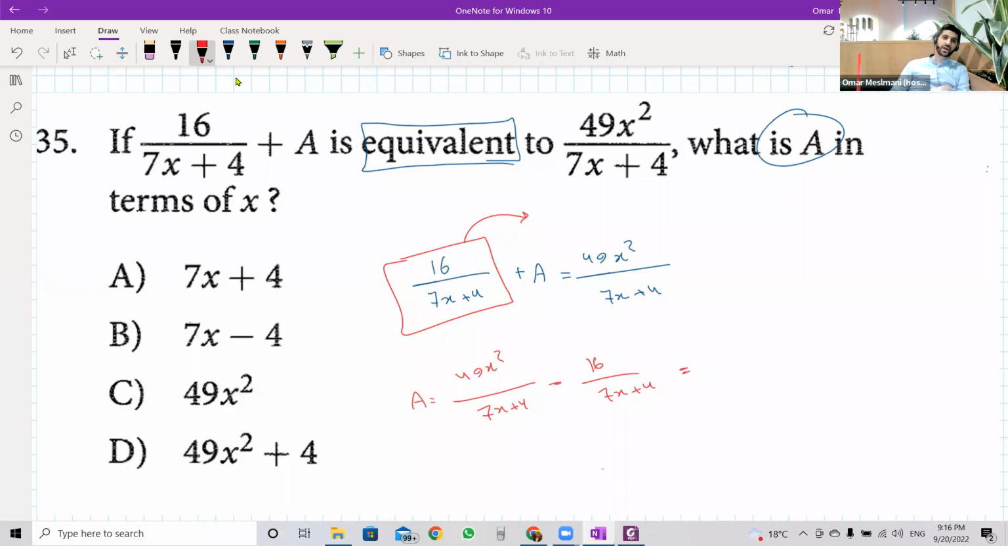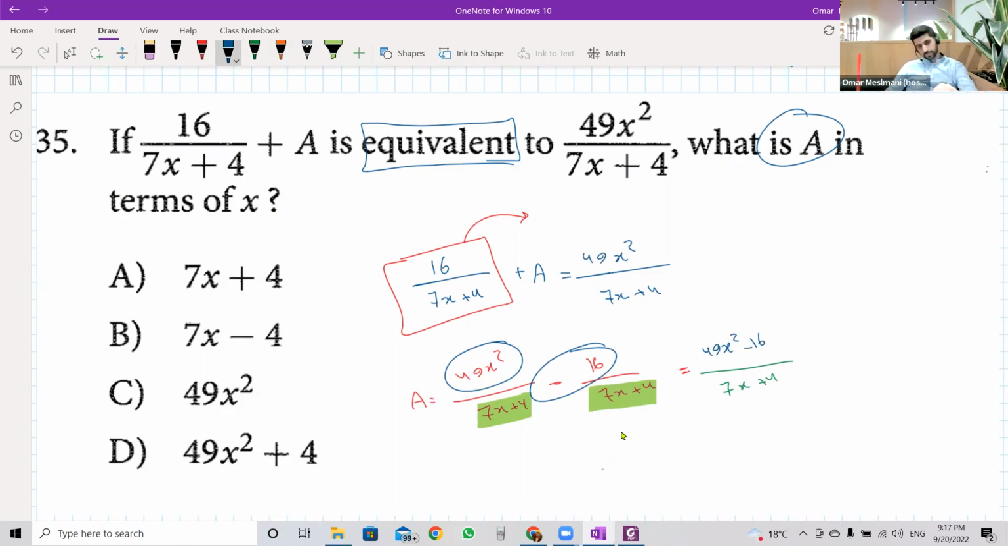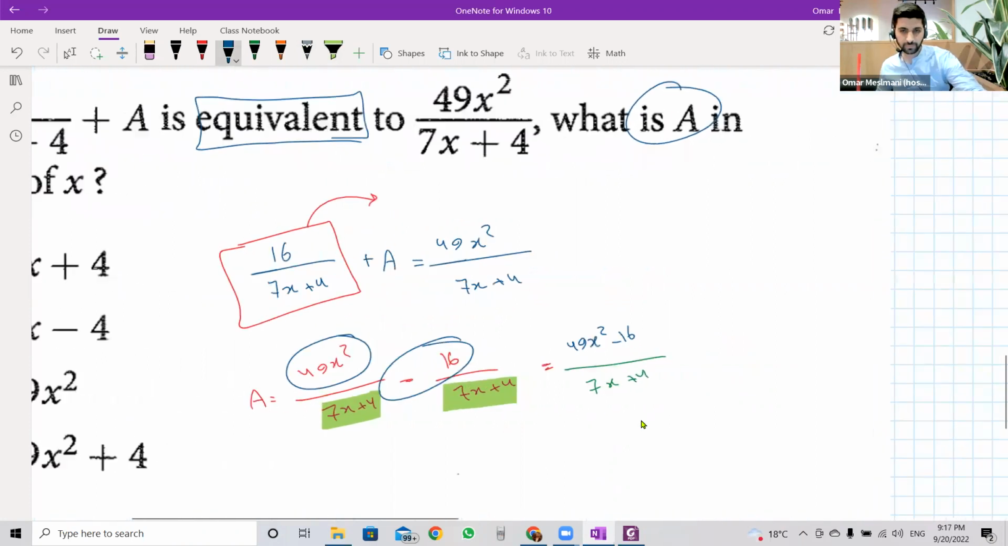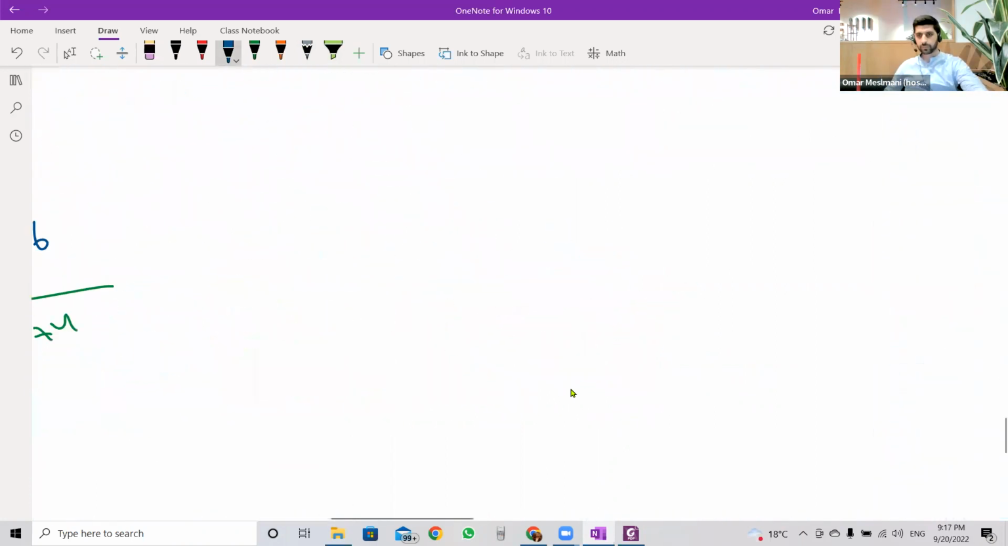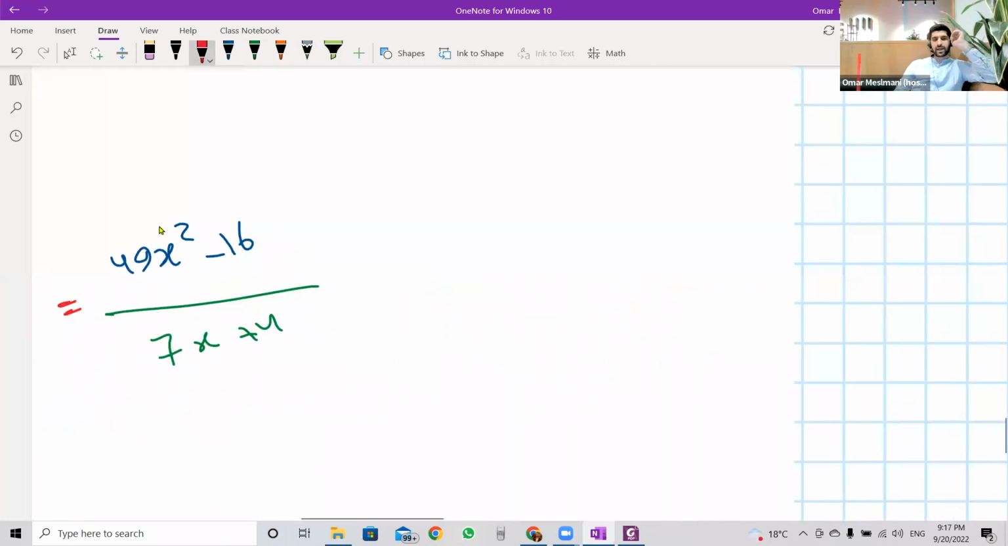Okay, now, do I have the same denominator or not? Yes. So the same denominator is going to be 7x plus 4. For the numerators, Mr. Bara, it is going to be this minus this. So it's going to be 49x squared minus 16. Okay? And look what is going to happen right now.